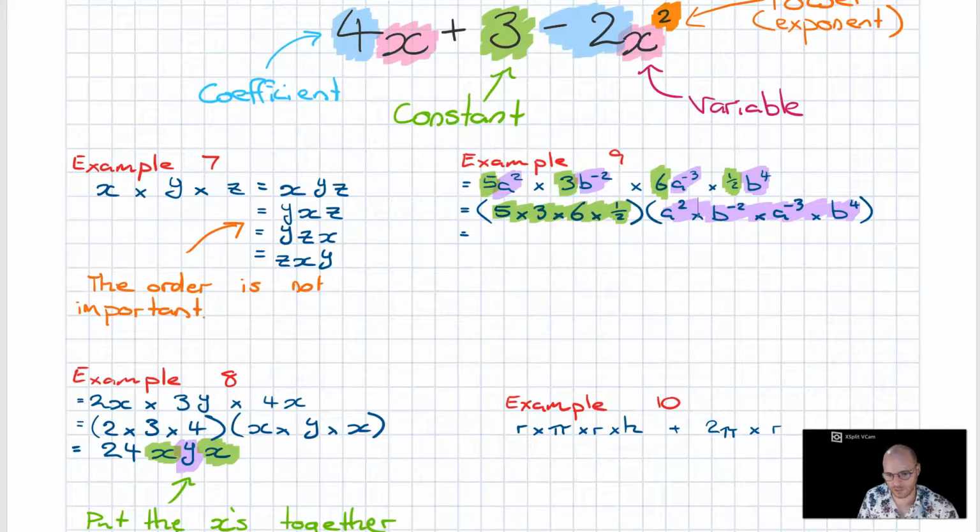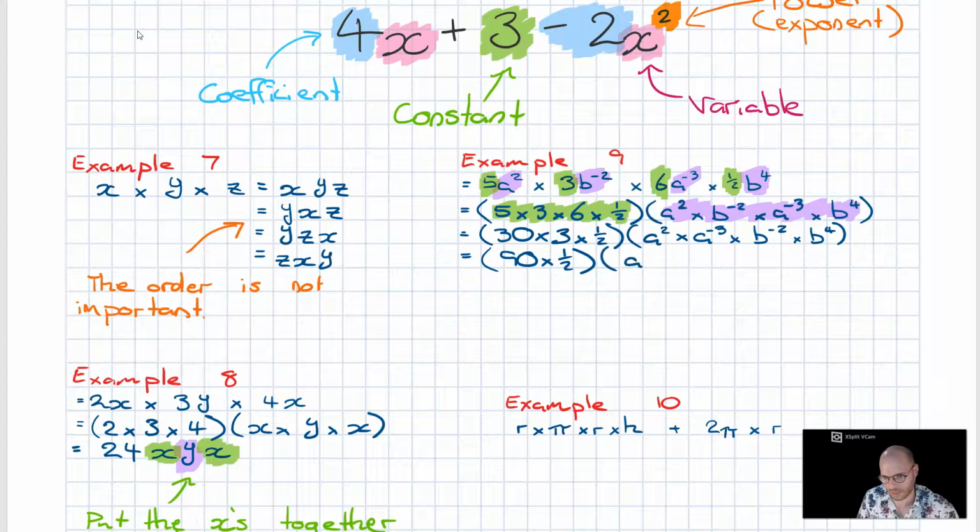Simplifying these coefficients, we can go 5 times 6 is 30, multiplied by 3 times a half. Well, we'll just leave that as is. Then we've got a squared, and we'll mix the two a's together. So a squared times a to the negative 3. Then we'll go b to the negative 2 times b to the 4. Alright. Now, 30 times 3, well 3 times 3 is 9, so 30 times 3 must be 90, multiplied by the half.